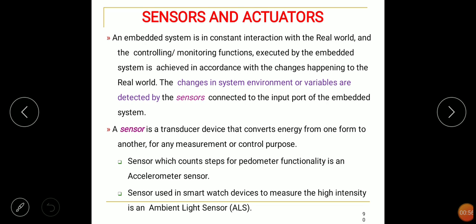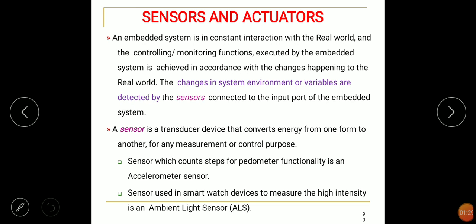What do sensors and actuators mean? Sensors are usually input devices for an embedded system. Actuators are the output devices for an embedded system. Sensors and actuators provide an interaction between the real world and the user world. Okay, so let us study sensors and actuators in detail.